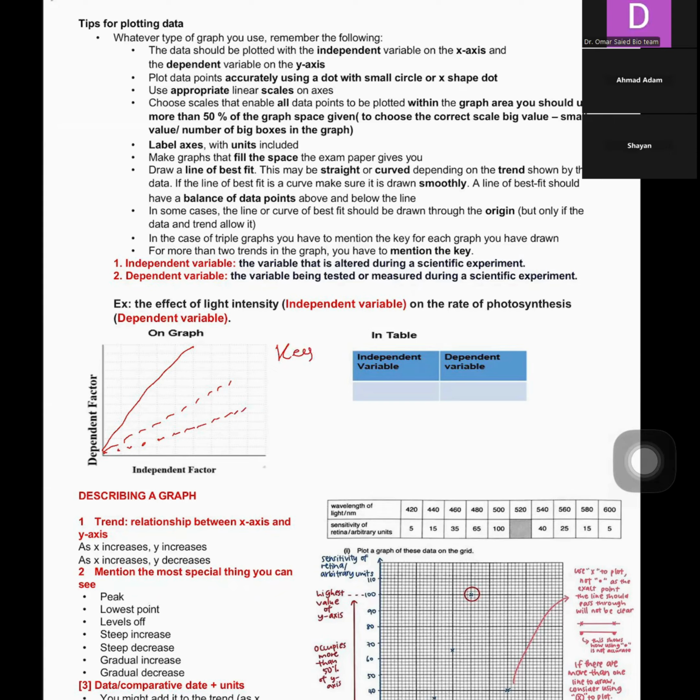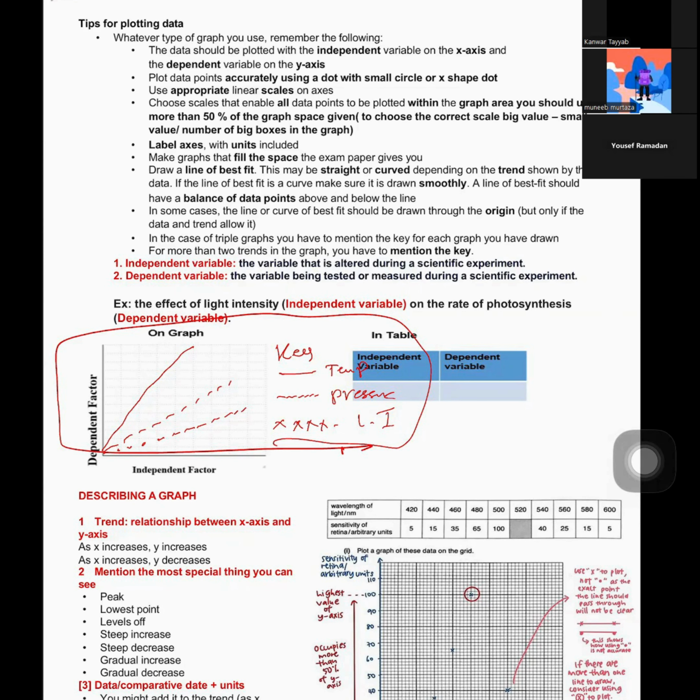A key means what? That this one is temperature. The one which is a broken line, this is for example pressure, whatever. The one with X is the light intensity. It's called a key. And we will, inshallah, talk about it when we solve the past paper. I just need you to be sure that you are getting the basics. Today we are giving the basics.